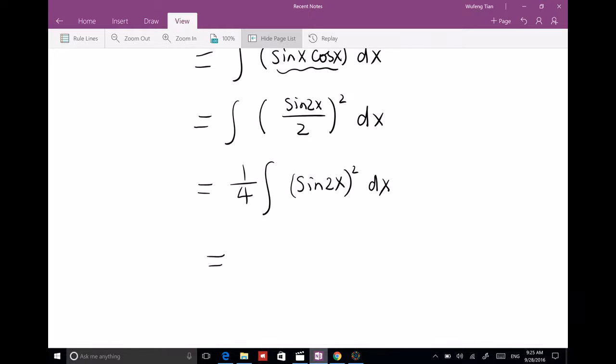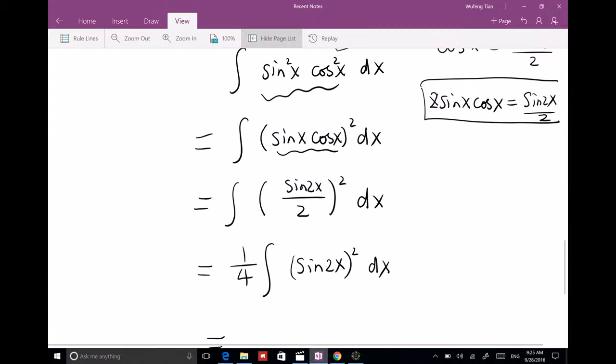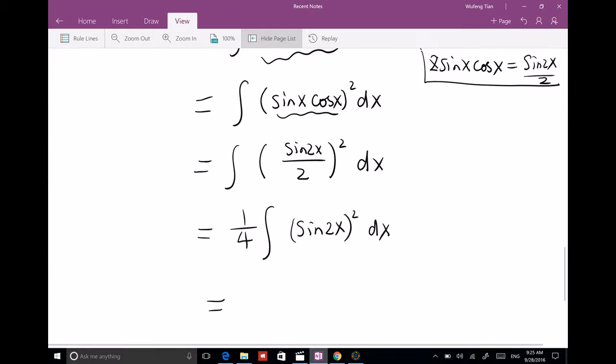Now I use the power reduced formula. I just have to use the power reduced formula here once, since sine x squared equals half of 1 minus cosine 2x. Well, now I would like someone to tell me, if I do the power reduced formula here, what would it be? Can anyone tell me what it would be here?